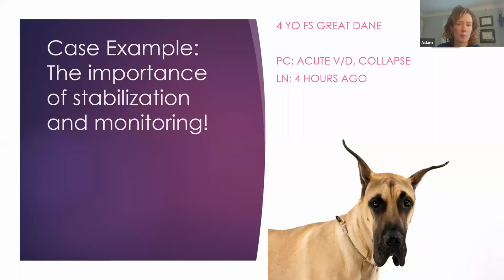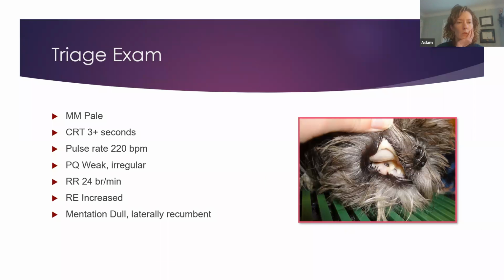She came into our emergency service with acute vomiting and diarrhea and collapse. She had last been normal 4 hours ago, had no pertinent medical history, had not been gastropexied, although she was spayed, and was not on any medications. On her triage exam, her mucous membranes were pale with a CRT of over 3 seconds. She was tachycardic with a pulse rate of 220, and her pulse quality was weak and irregular.